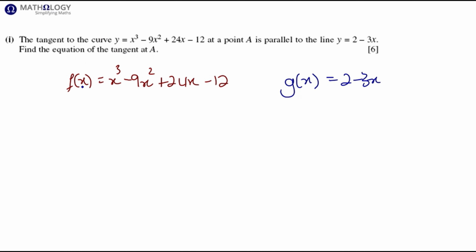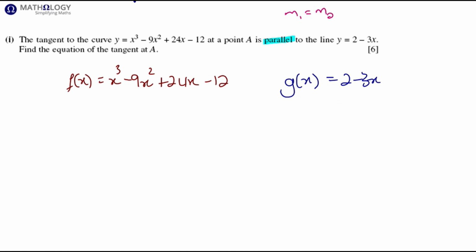So the tangent to the curve f of x at point A is parallel to the line y equals 2 minus 3x. So let's just start with the keyword parallel, right? Tangent is obviously a straight line. So when two straight lines are parallel to each other, we know that the gradients of those lines are equal.